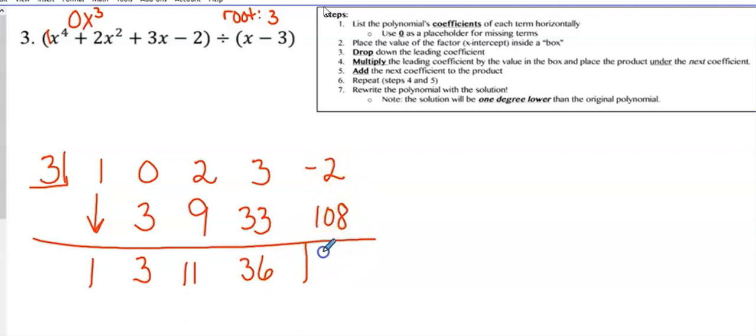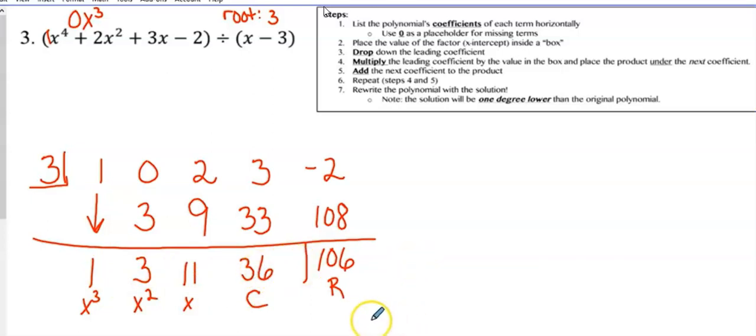Negative 2 and 108 is 106. Okay, so this is my remainder. This is my constant. This is my x term. This is my x squared term. And this is my x cubed term. You could write them right there. You could write the x cubed there and the x squared there if you wanted to.